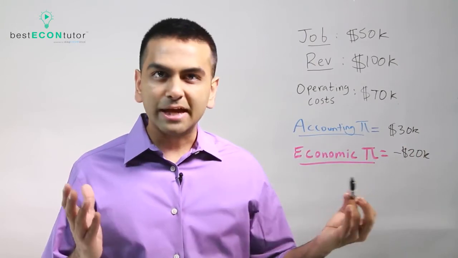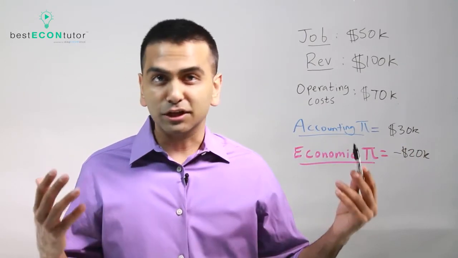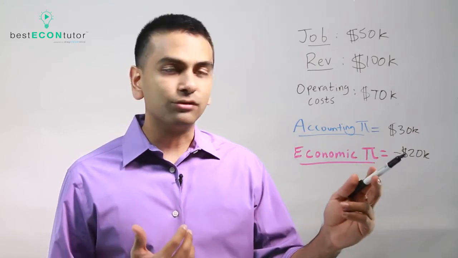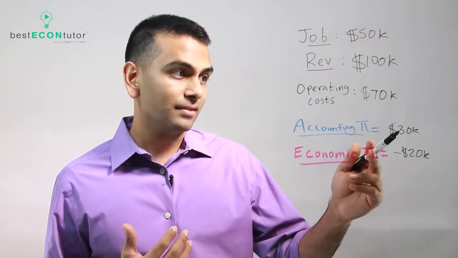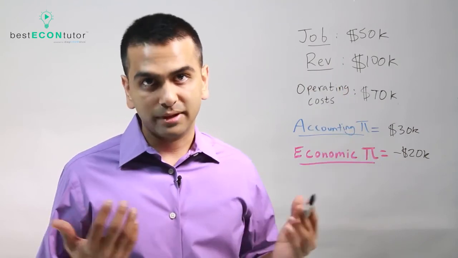So again, if you have a negative $20,000 economic profit, that doesn't mean that you have to take a loan or that you're in debt or anything like that. But that just means that you made $20,000 less than if you were to have a job. Because, hey, you made $30,000 that year, which is just 20 less than if you were to have a job instead.